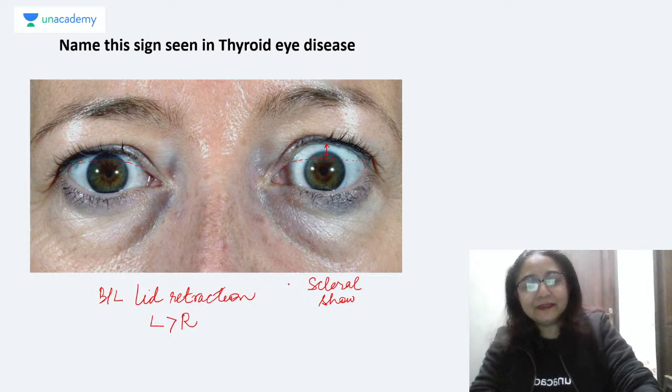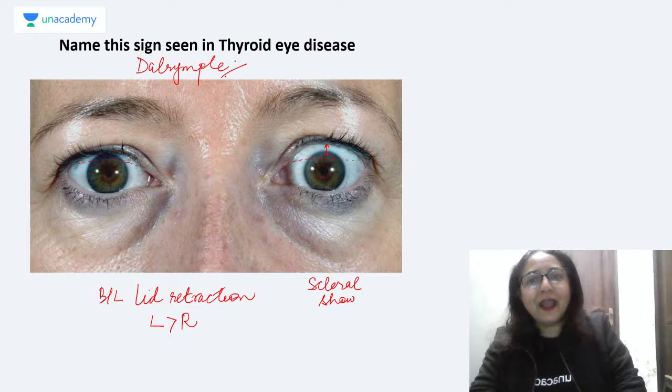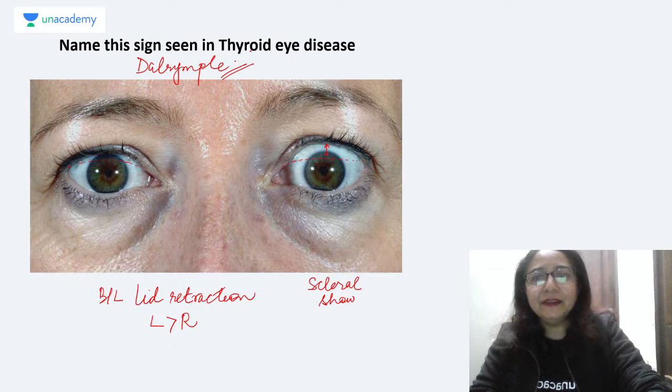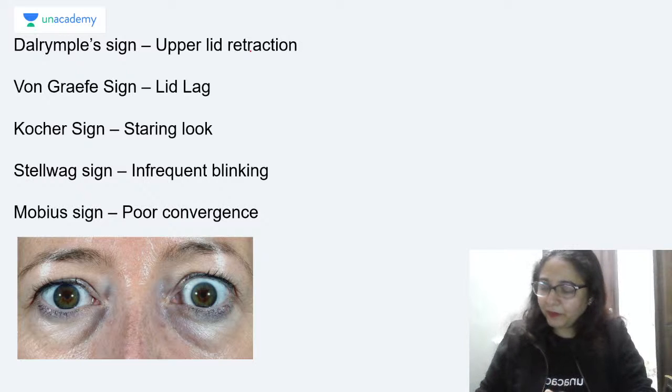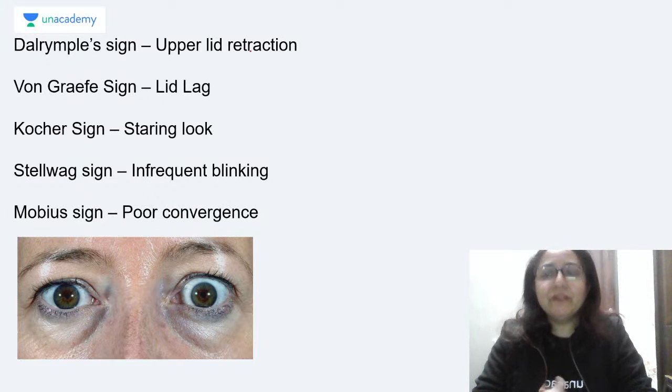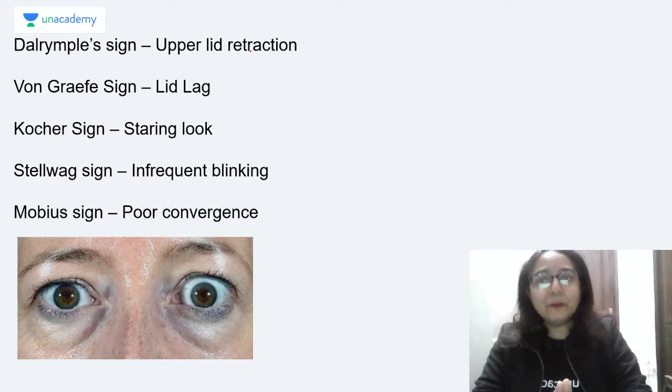Okay. So this sign is known as Dalrymple sign. This sign is known as Dalrymple sign, and this is the first lid sign to occur in a case of thyroid ophthalmopathy. Okay. So there are various lid signs and various signs which are associated with thyroid eye disease. So here is a list of that. Dalrymple sign, as I told you, upper lid retraction.